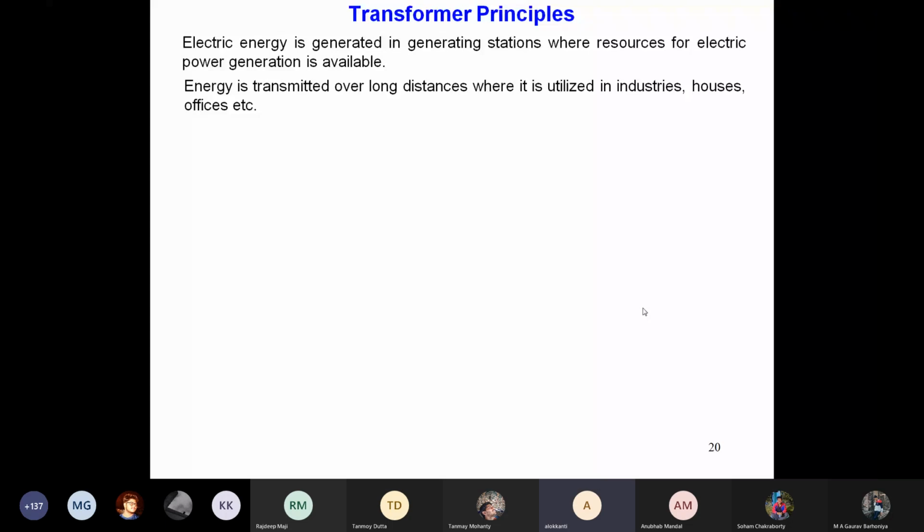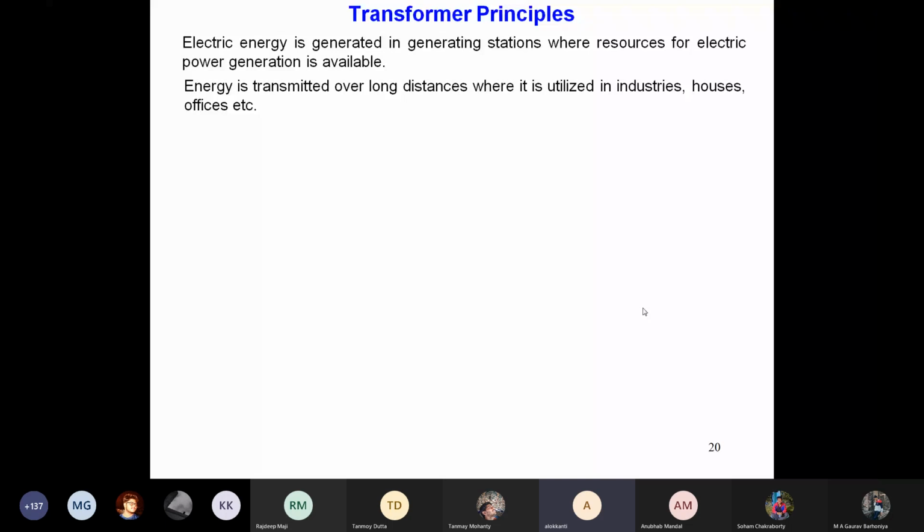Now, this energy has to be transmitted over long distances, where it is utilized in industries, houses, offices, etc. We have been mentioning this so many times. Suppose some hydroelectric plant is somewhere in the Himalayas, maybe Bhutan. Then that has to be the generated power. Power cannot be saved like other commodities. It has to be used up.